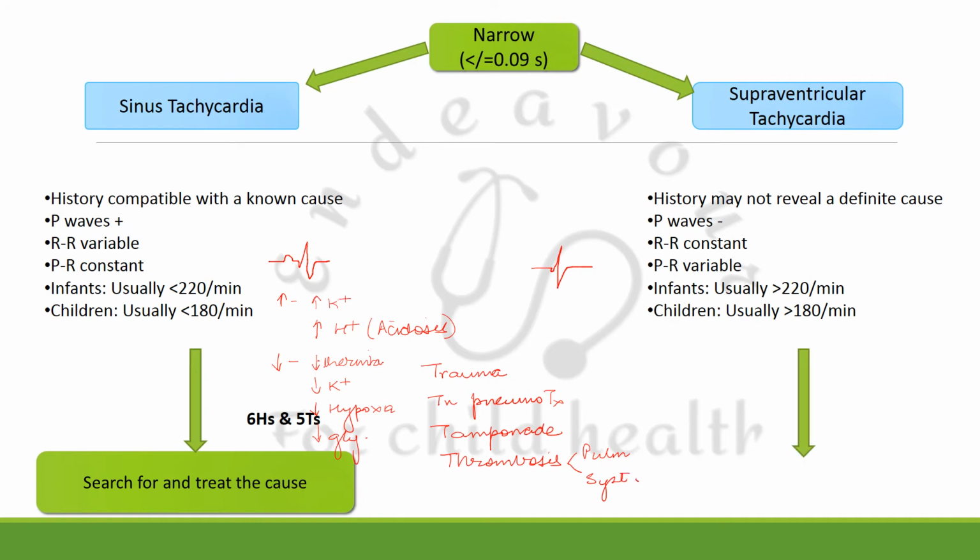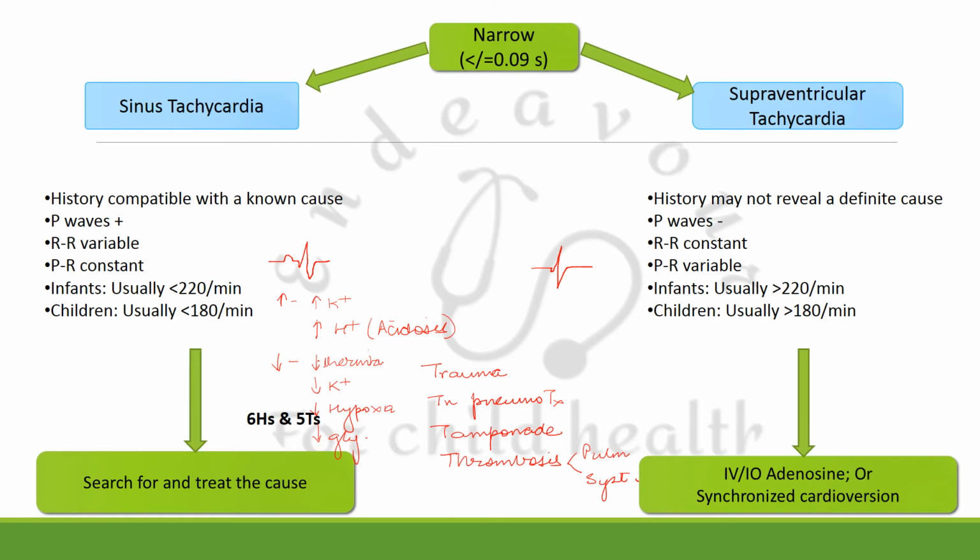If it is a supraventricular tachycardia, then you need to give IV or intraosseous adenosine or synchronized cardioversion if it does not respond to the pharmacotherapy. Vagal maneuvers may be tried during the time interval you are arranging for adenosine. These vagal maneuvers are, for example, doing a carotid massage or placing an ice bag on the face.